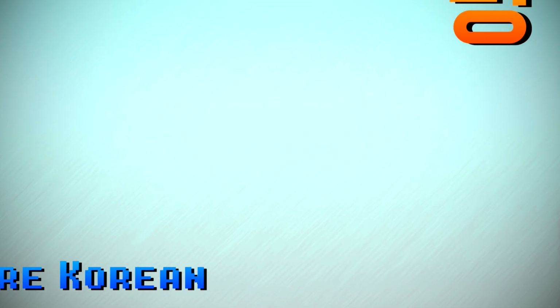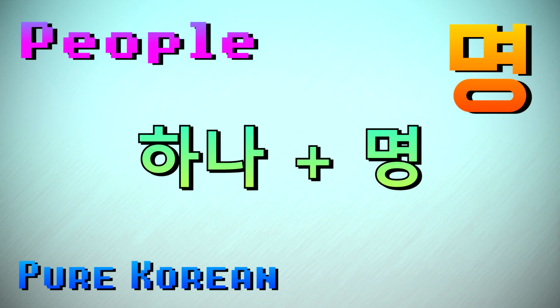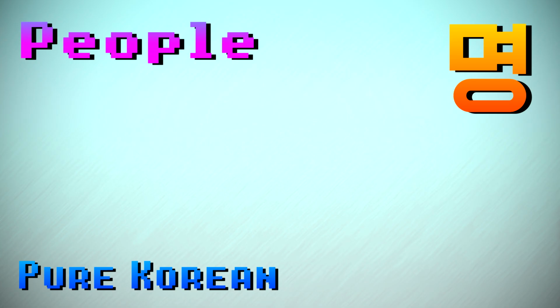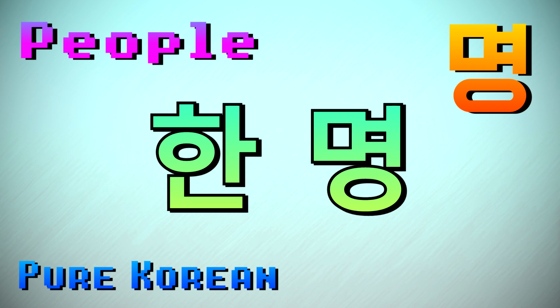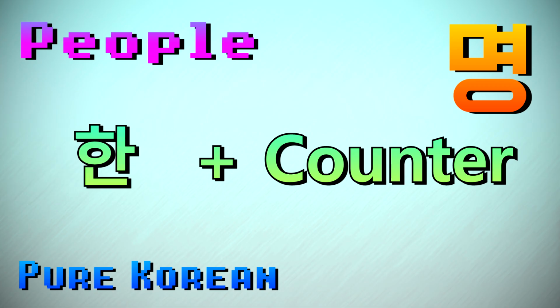So here they are. First, the counter for person is 명, and it's used with pure Korean numbers. So to say one person, we'd use the pure Korean number for one, 하나, and combine it with the counter 명, and we'd get 한명. Wait. We learned that one is 하나, but when the pure Korean number 하나 is combined with a counter, it changes to become 한. So 한명 and not 하나명.